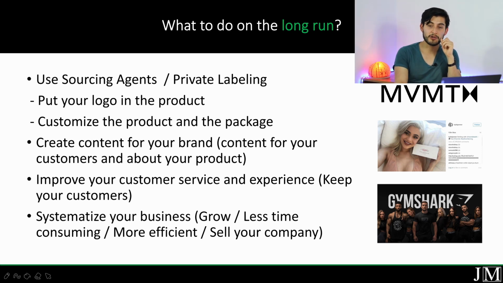And that's why right here I have three examples. Movement Watches was sold for $100 million. Hi Smile is a company that is working with Kylie Jenner and a ton of super famous influencers, and they are making around $70 to $100 million. And the last example is Gymshark, and this is a company that is now worth $1.4 billion. And this is the power of creating an e-commerce business.